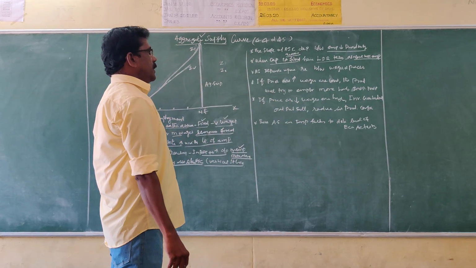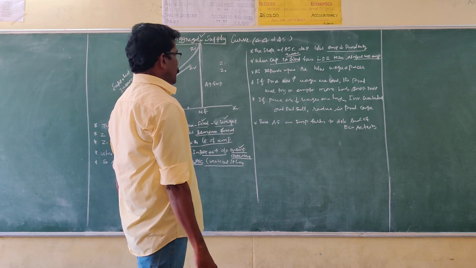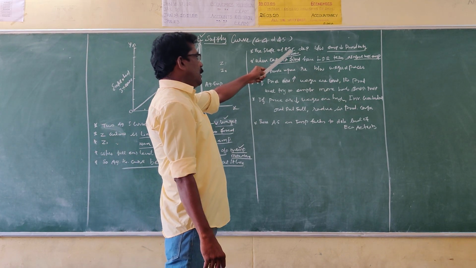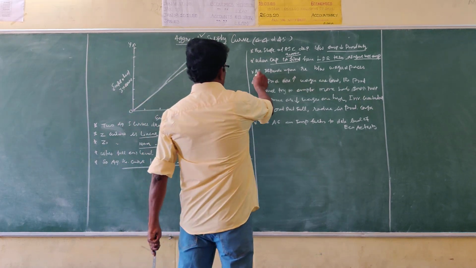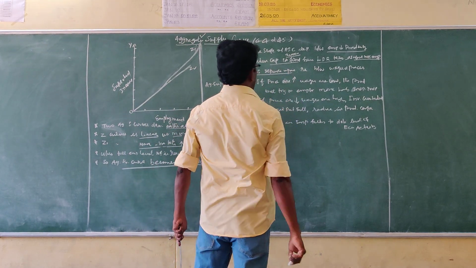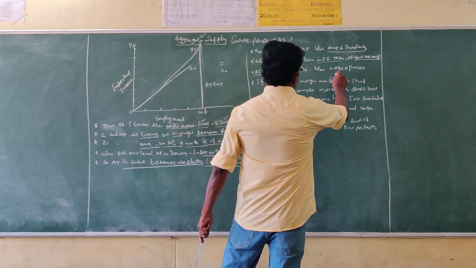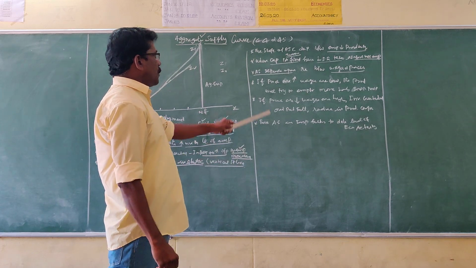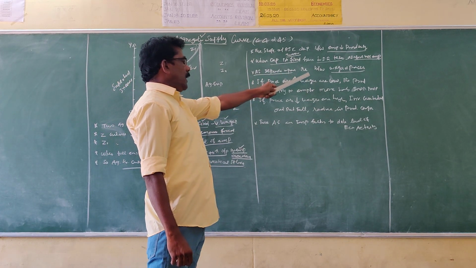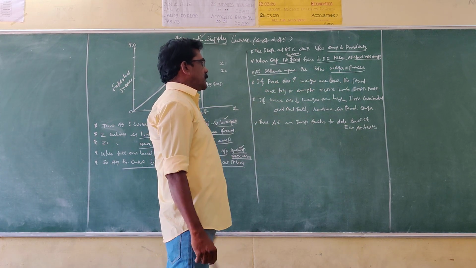The law of diminishing returns takes place when the capital remains fixed. Then aggregate supply depends upon the relationship between the wages and prices. Aggregate supply depends upon the relationship between the wages and the price.